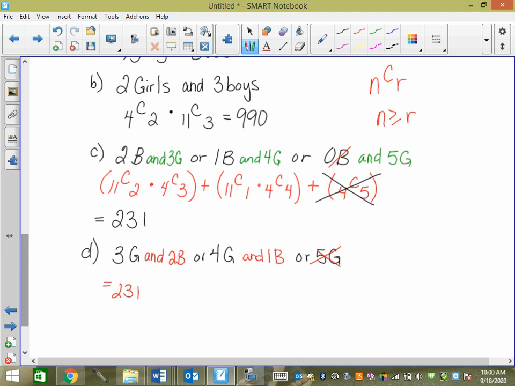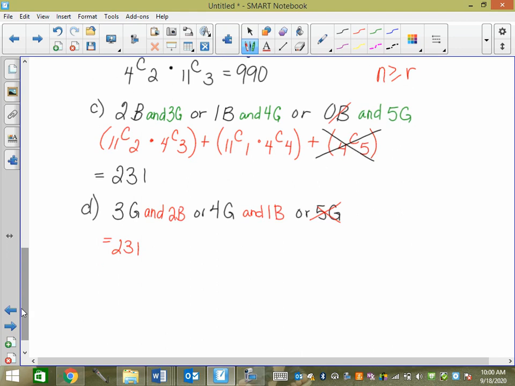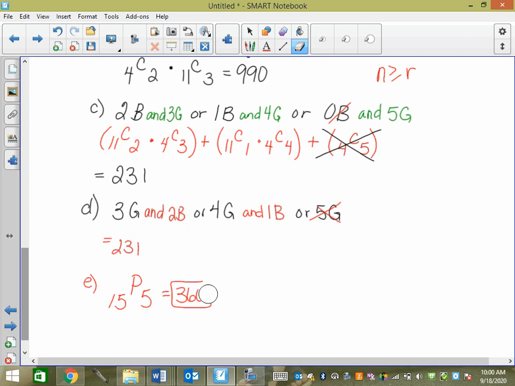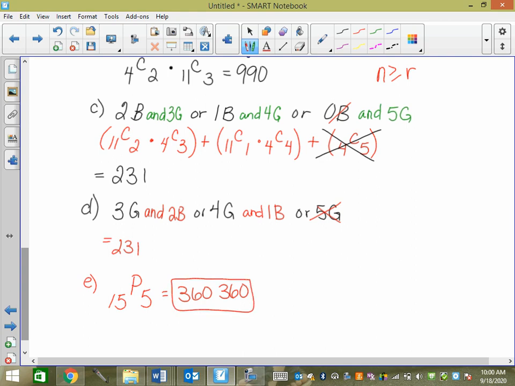E. All of the subcommittee members must have different jobs. What's the change? Now it's a permutation. Does it say anything about boys or girls? Nope. So what do I do? 15P5. And what's that? 360,360. I was like, that was a really small number, and I didn't believe it, but yeah.